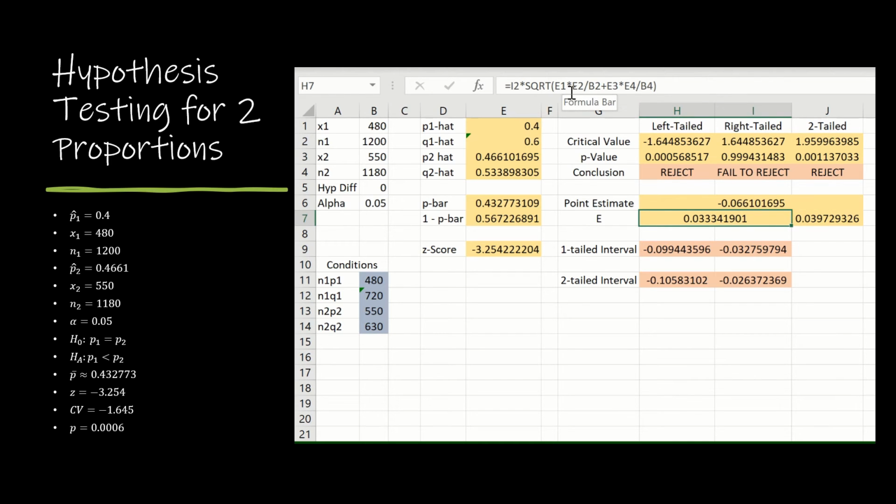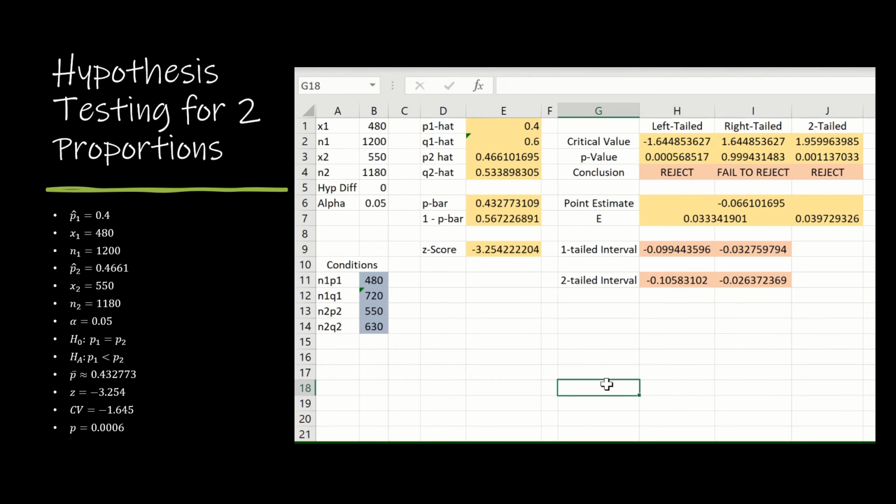So it's E1 times E2 divided by B2, and that's P hat Q hat divided by N, P hat Q hat divided by N. The intervals are found by taking the point estimate and subtracting E and adding E. So for the one-tailed interval, this is H6, and then we're subtracting H7, and then adding H7. For a two-tailed interval, we are using the same point estimate, but we're using this other margin of error.